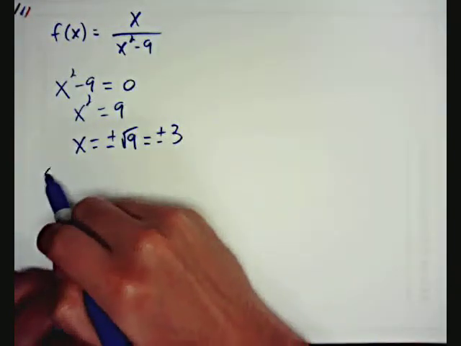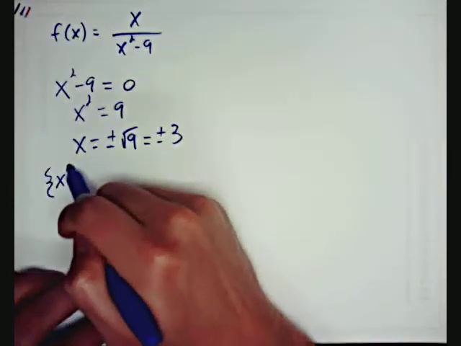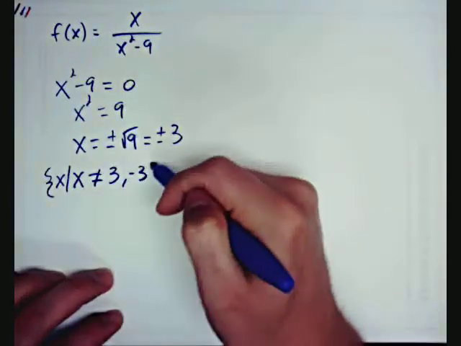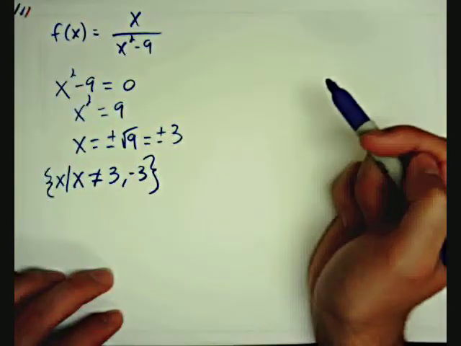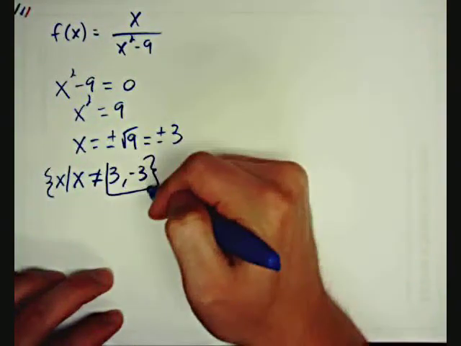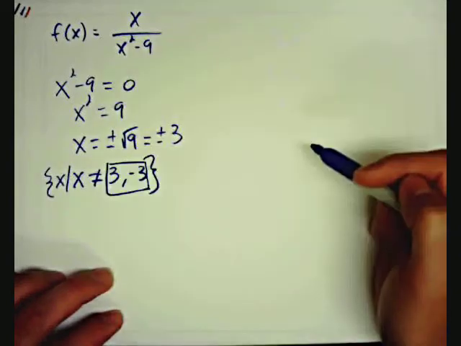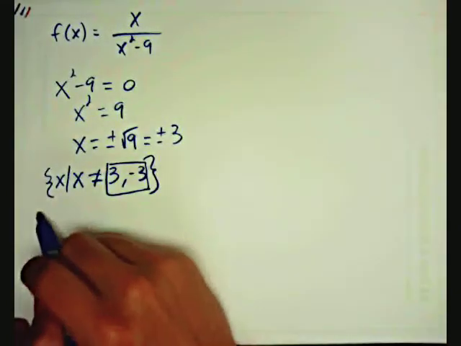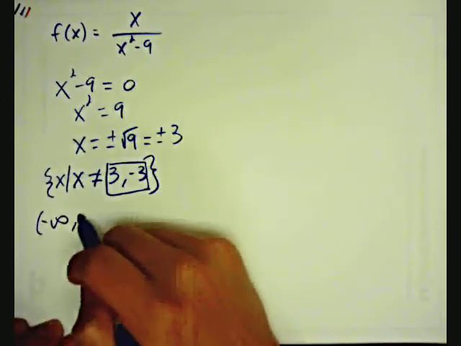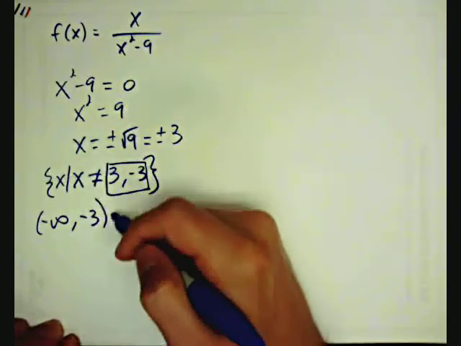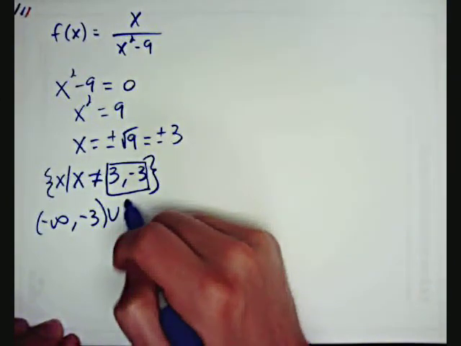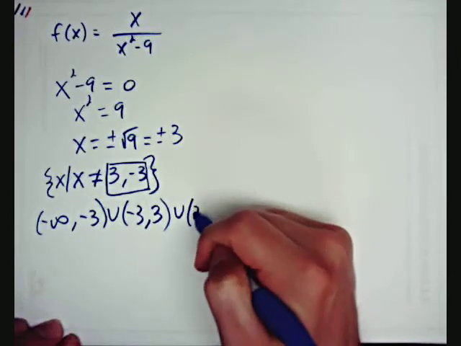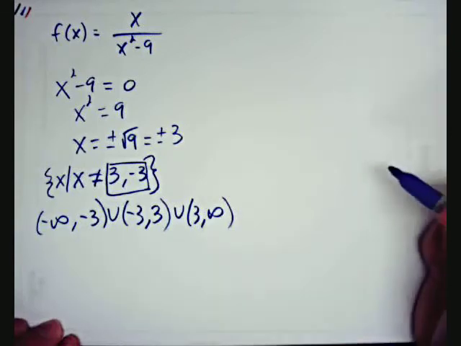So in set builder notation, we write that like this. Okay, set builder notation on the homework, you'd be filling in this part right here. And as an interval, this would be negative infinity to negative 3, and then negative 3 to 3, and 3 to infinity.